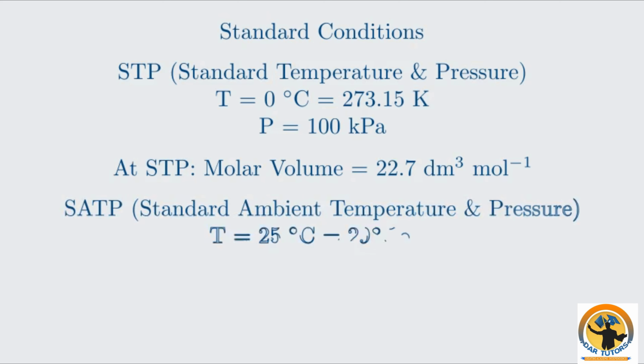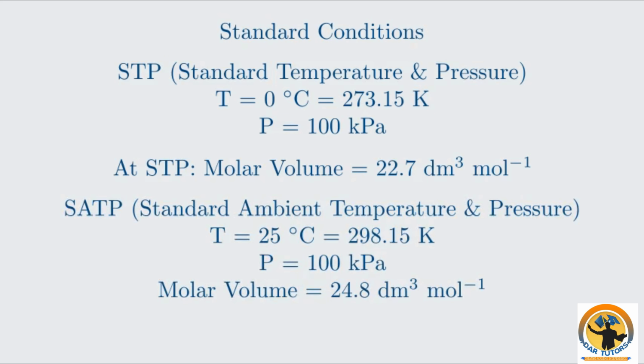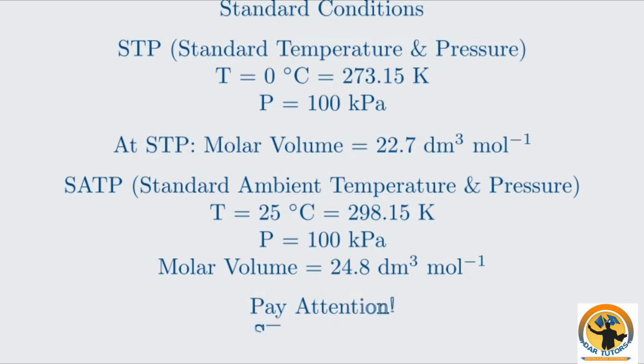The other set of standard conditions is SATP, or standard ambient temperature and pressure. This is 25 degrees Celsius or 298.15 Kelvin and a pressure of 100 kilopascals. At these conditions, the molar volume is slightly larger at 24.8 cubic decimeters per mole. It's crucial to pay close attention to the conditions specified in a problem to ensure you use the correct temperature and molar volume. A common mistake is to confuse STP and SATP.